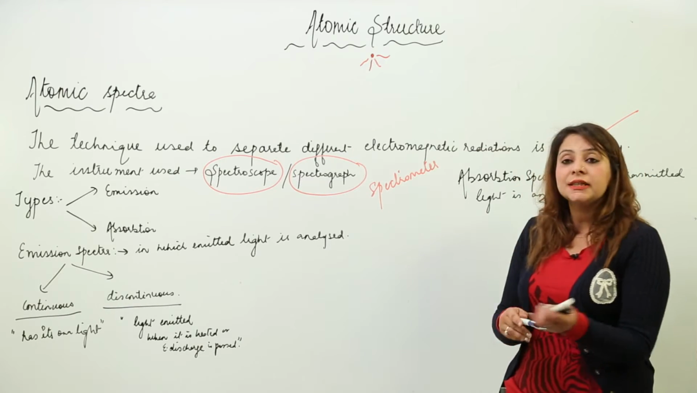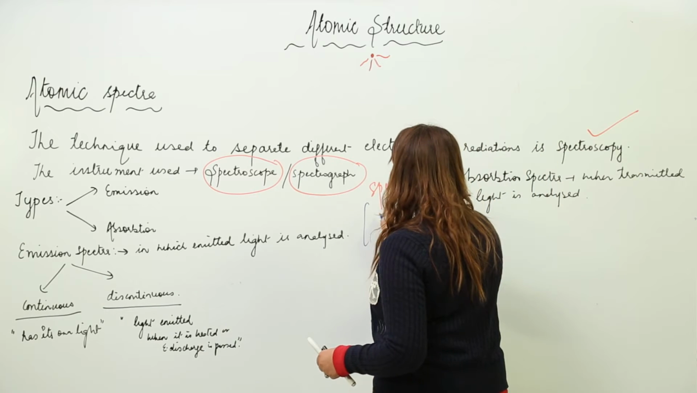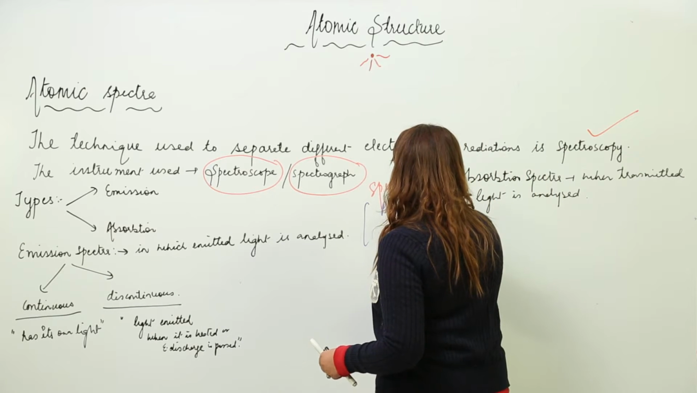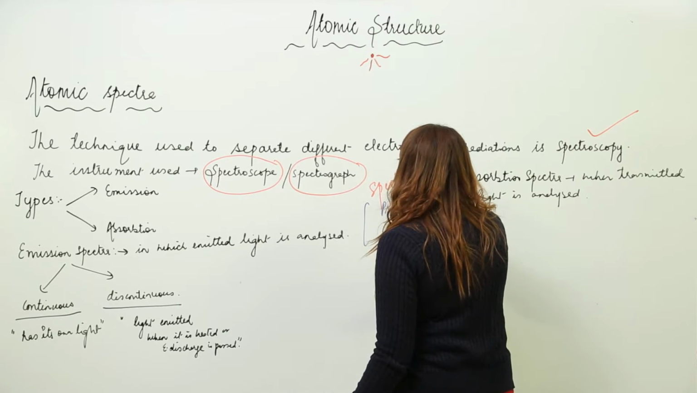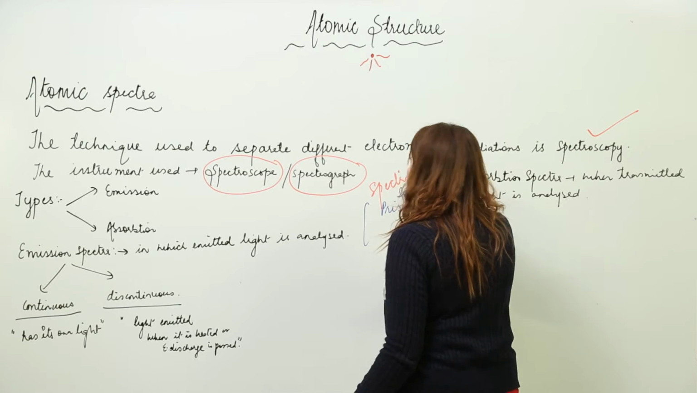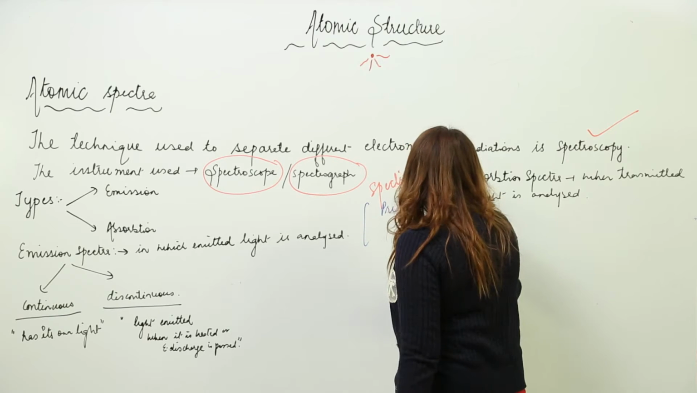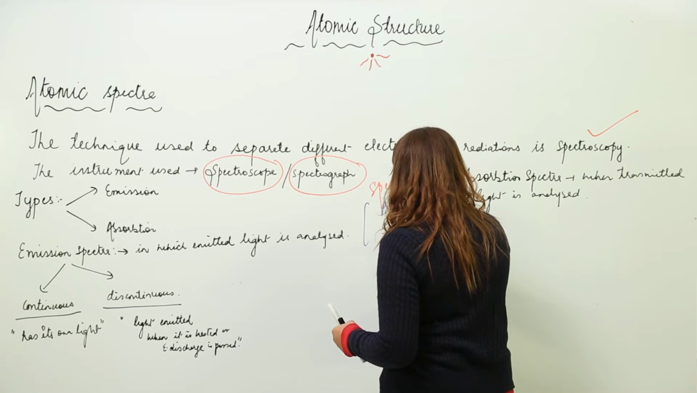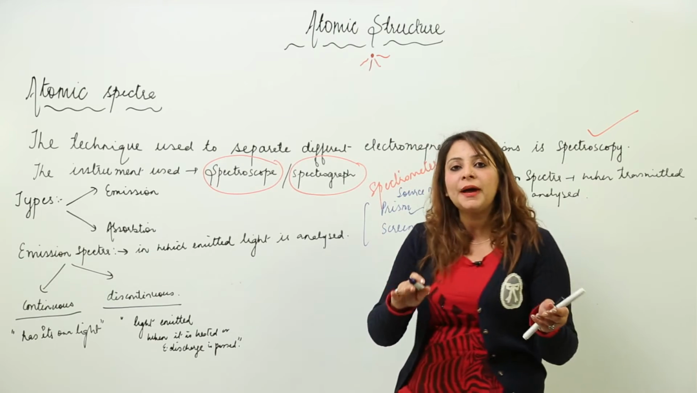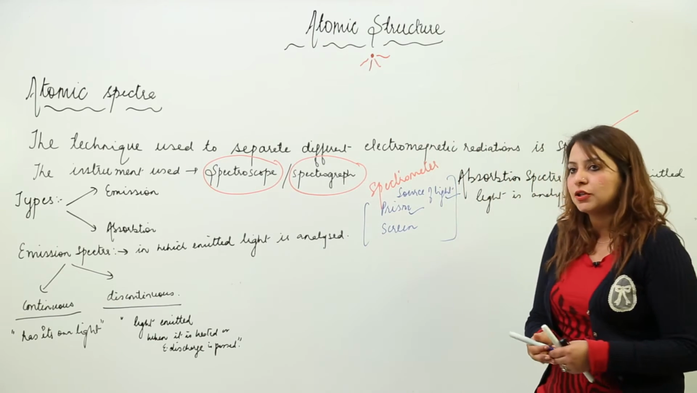So what does it consist of? It consists of a prism, obviously a source, because we need a source of light from where the radiations are actually being emitted, the prism, right, and we need a screen also, where we can get the pattern of the radiation separated from each other, right.